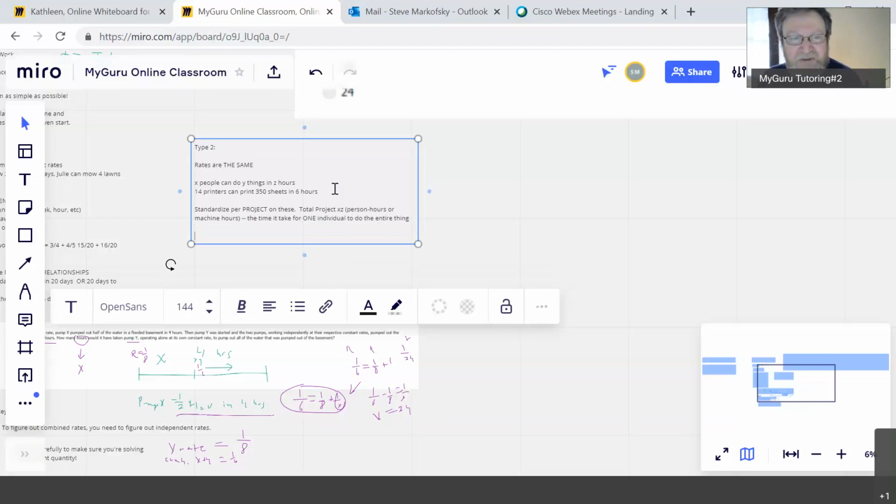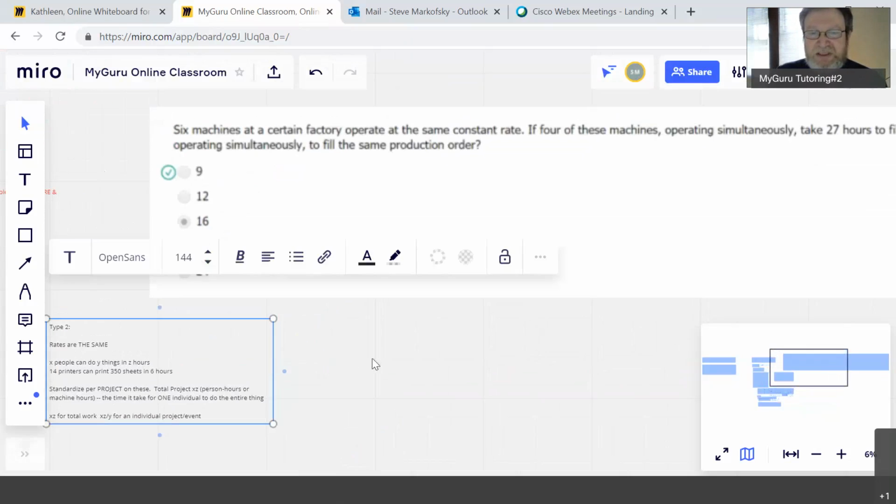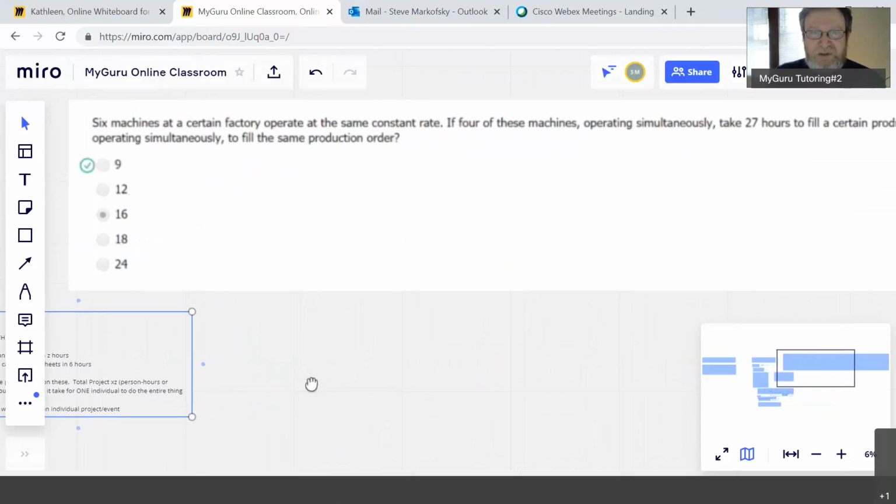Yep. Okay, so XZ for the total work, right? Or XZ divided by Y for an individual project or event. Okay, so let's go and take a look at the next problem here.